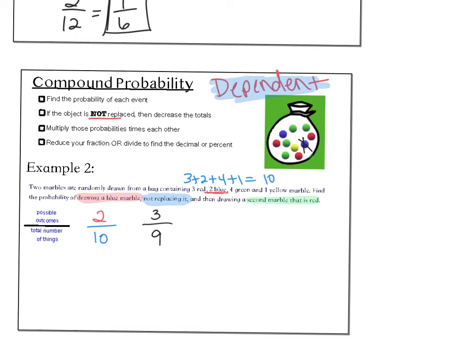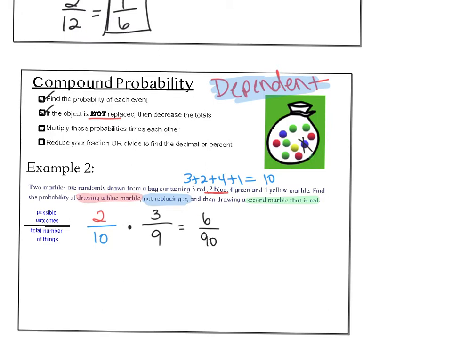The probability of this first event, since I wasn't replacing it, changed the probability of the second event. So they are dependent. We have found the probability of each event, and we said if the object is not replaced, it decreases the totals. Now we're going to multiply those probabilities times each other. Remember, we multiply straight across. 2 times 3 is going to give me a 6, and 10 times 9 is going to give me 90.